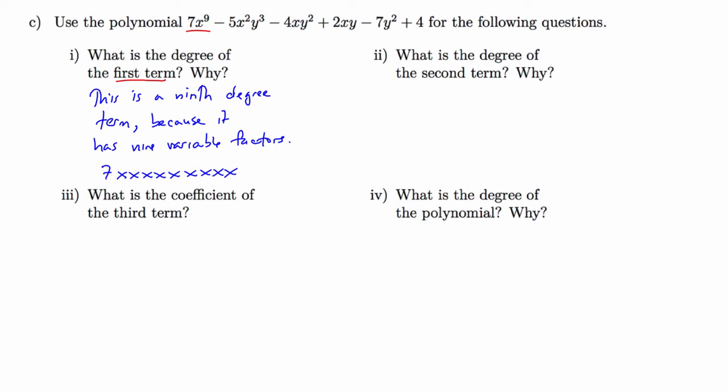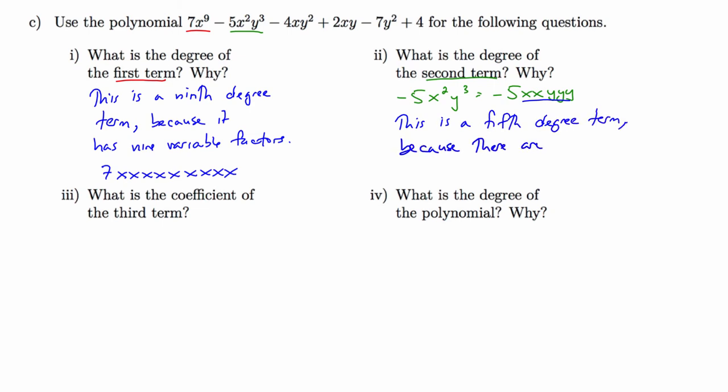When we go to answer the second question, what is the degree of the second term, it might help to stop and write down the term negative 5x squared y to the third, but write it without exponents. Negative 5, there would be 2 x's and 3 y's. The degree, again, is a reference to how many variable factors there are. And back here, we can see that there are 5 variables, 2 x's and 3 y's. So this is a fifth degree term because there are 5 variable factors.